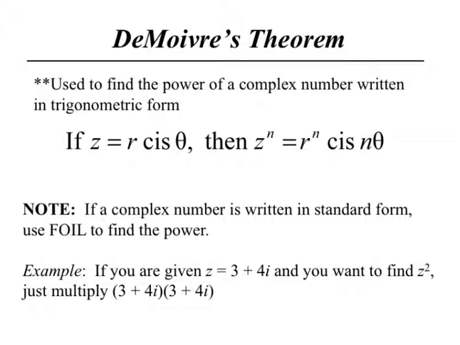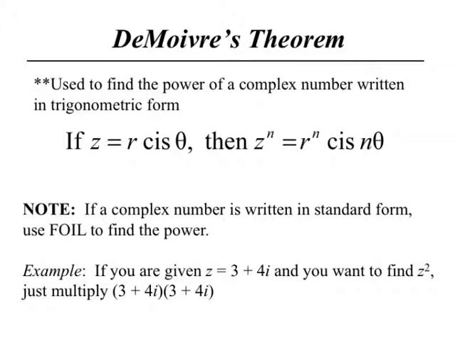Now notice, there is a little note down here. You might want to pay attention to this. If a complex number is written in standard form, like your a plus bi, you're going to want to use FOIL to find the power instead. The reason is that you would have to convert it to the r cis theta form, so it's almost faster to just multiply this out. So if you are given z equals 3 plus 4i and you want to find z squared, you just multiply the two. That would be a lot faster than using De Moivre's theorem.